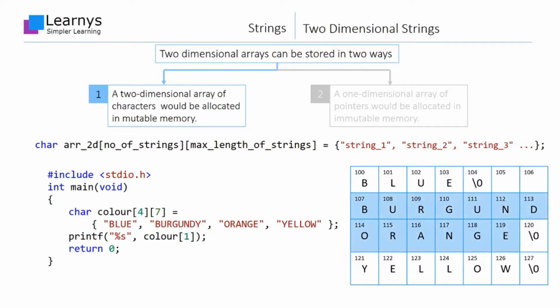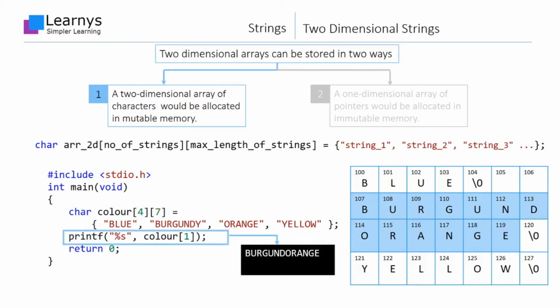Remember how two-dimensional arrays are stored in memory. They are stacked next to each other, which means since there is no null character at the end of the string, the next string will be printed as well. So the correct output for the above program will be this.